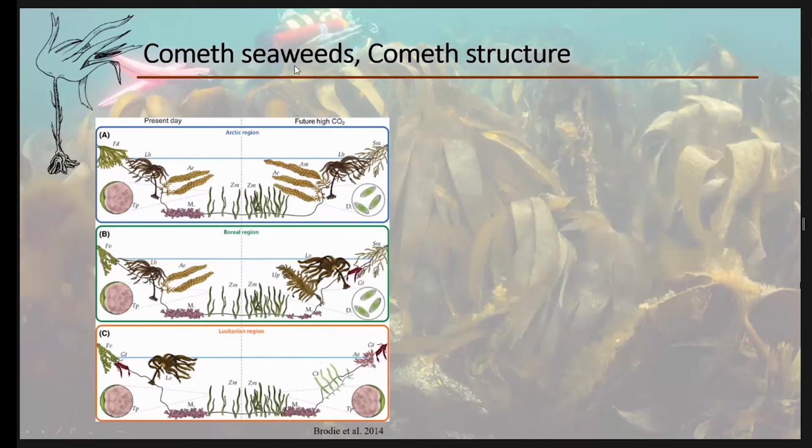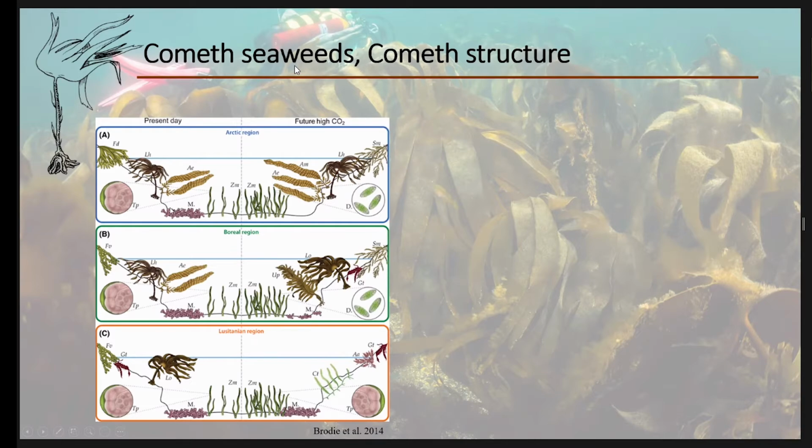Okay, so now I'm going to really shift to kelp systems. And I got interested in this. Juliet Brodie wrote this nice review of how marine communities may shift across these different regions, from the Lusitanian region, so southern Europe, all the way up to the Arctic, and how they may shift with future ocean conditions, specifically future high CO2.